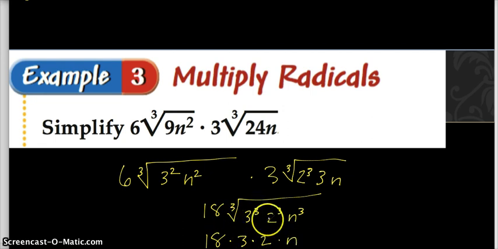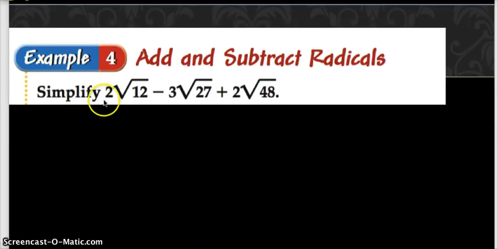I think I said third root of 3. I really meant third root of 3 to the third power. So after I get this, I end up multiplying all of it together to get 108n as my final answer. So now let's check out example 4.